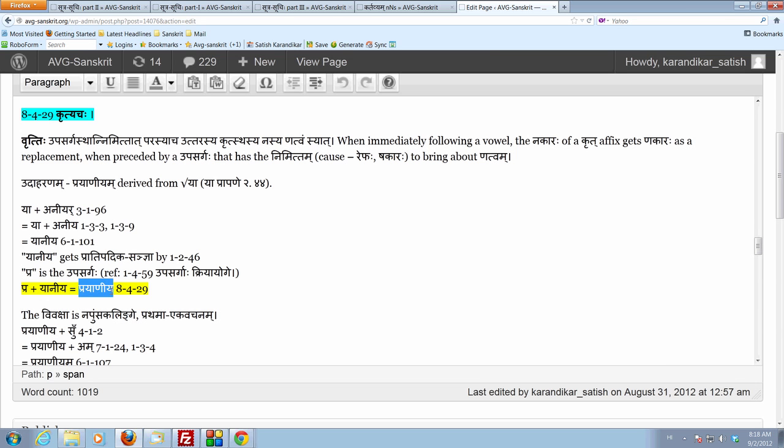Let's check all the conditions. The condition is that the upasargaha pra has the nimittam for the natvam, which is the repha. Then we have a krit nakaraha, which is the nakara of aniya. Aniyar is a krit pratyaya, and the nakara is in there. Third condition is that the nakaraha should be immediately following a vowel, because we have the form yaniya. So the nakara is immediately following a vowel, akaraha, over here.